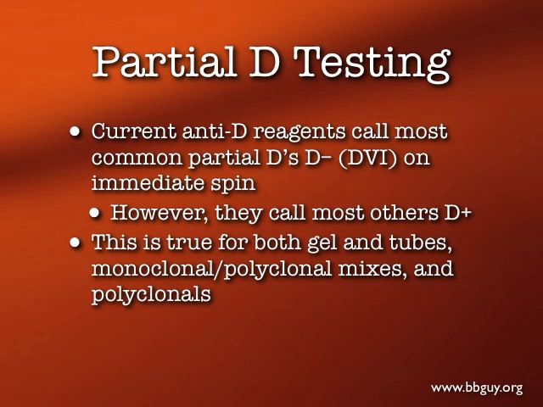In terms of testing, how do partial D red cells react when you test them with modern forms of anti-D? Well, actually, most common partial Ds are just going to test as D-positive, and you're never going to know. And there's one big exception to that, and that's the D6. D6, again, the most common form in Caucasians, will test as D-negative on immediate spin. Most of the others are going to be D-positive, and that's true for really whatever platform you use.